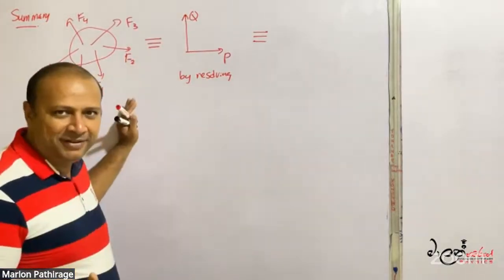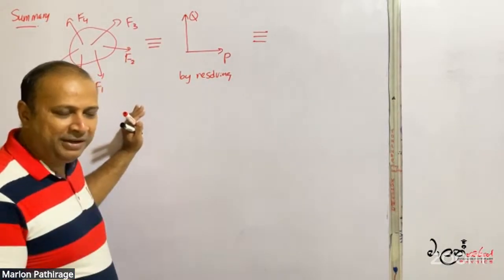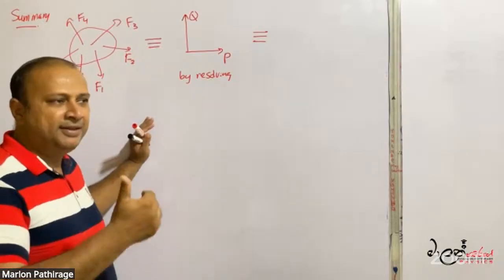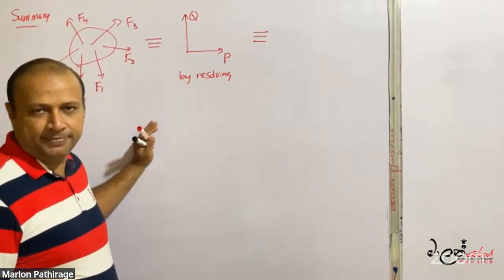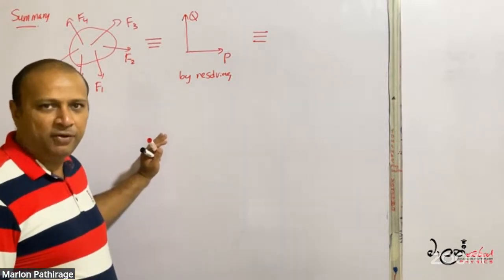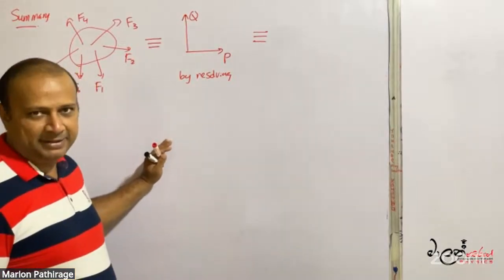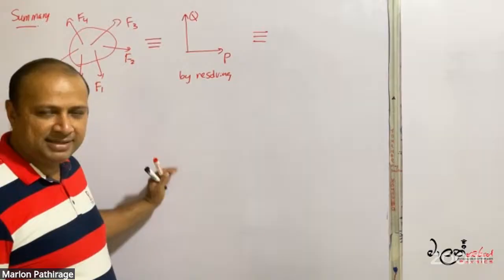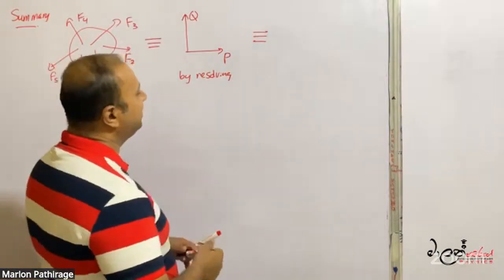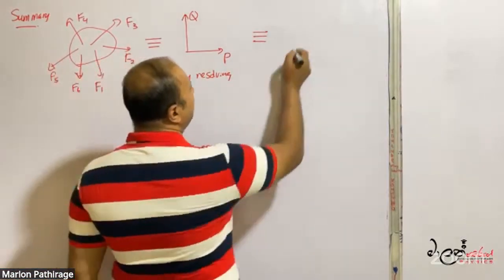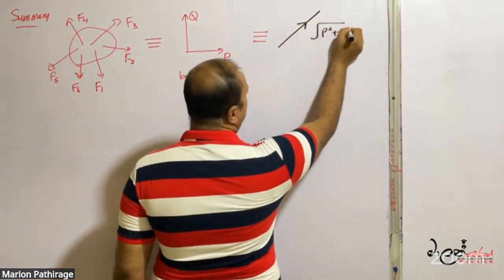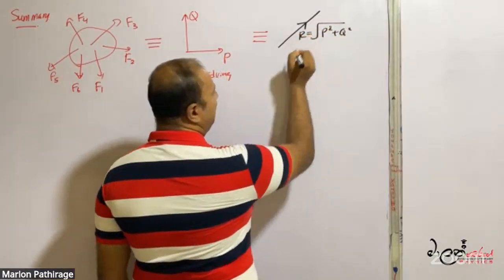Therefore, taking the resultant vector means reducing the vector system into one single vector, or equating the vector system into one single vector. That vector can give all the properties, all the characteristics of that vector system. Therefore, you can replace that vector system by that single vector. That is the reason we call it the resultant vector. The resultant vector is equal to the square root of P squared plus Q squared. So this is the resultant force.